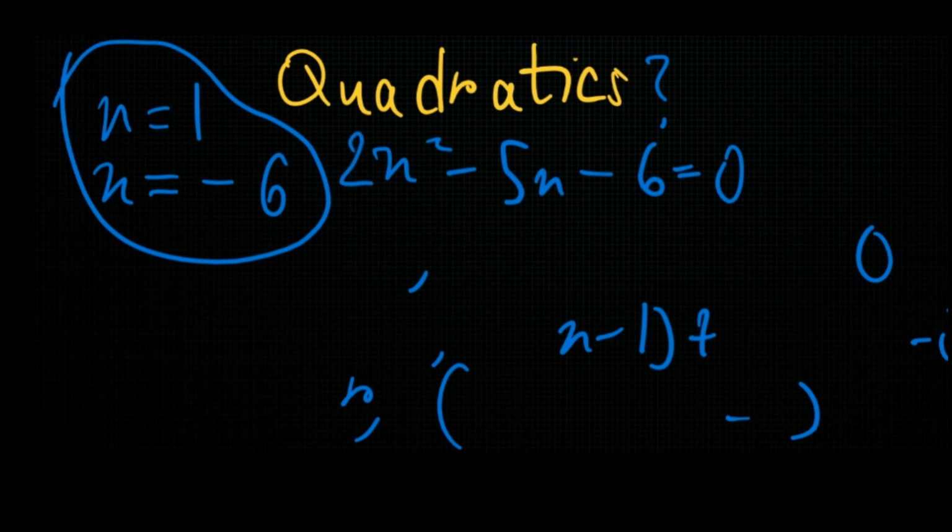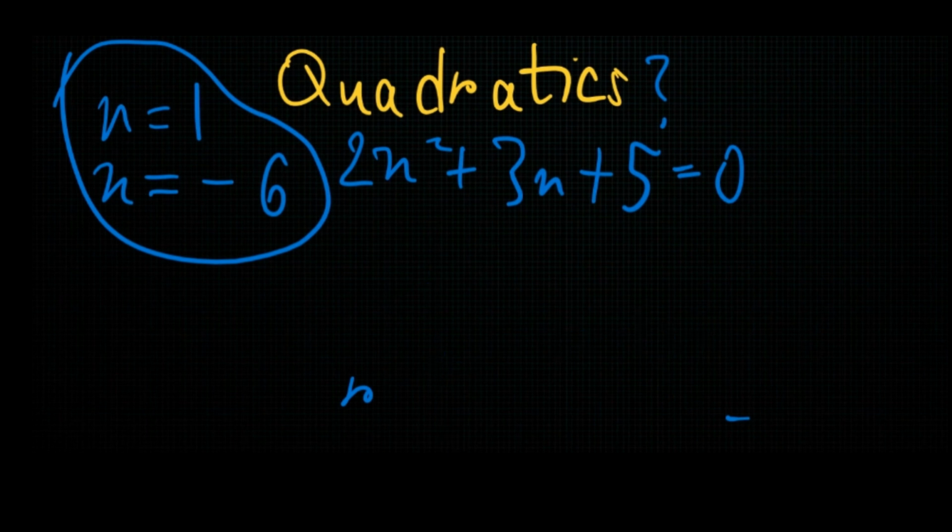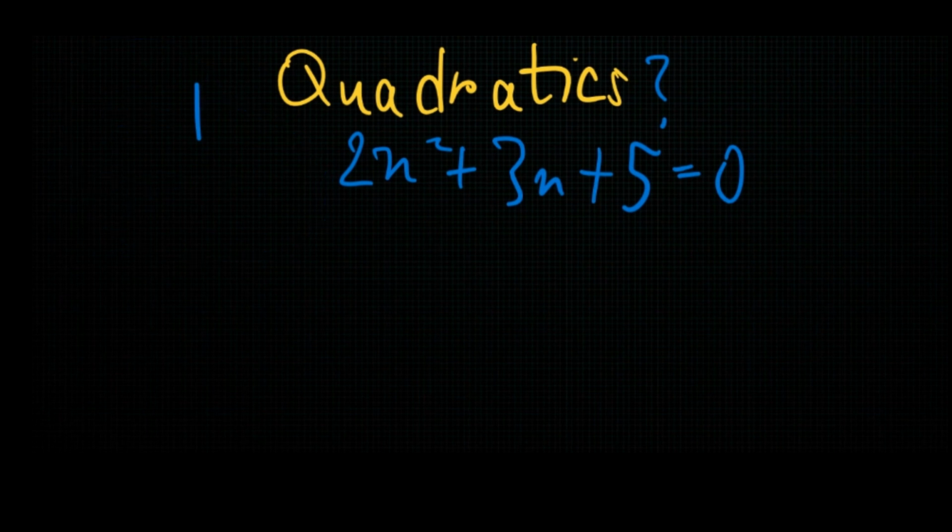Something like 2x squared plus 3x plus 5. Now, how can we solve this equation? Let me erase this stuff. So, how can we solve this equation?